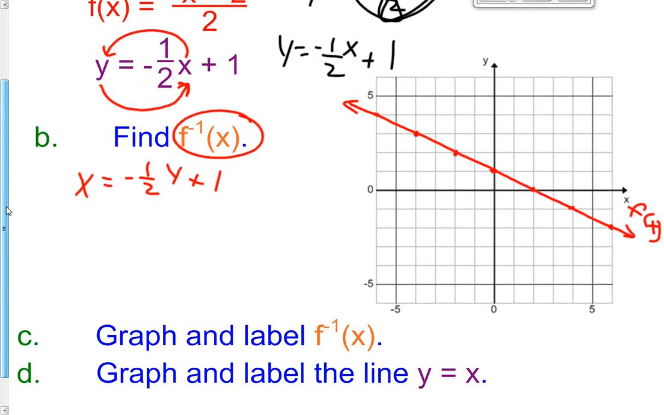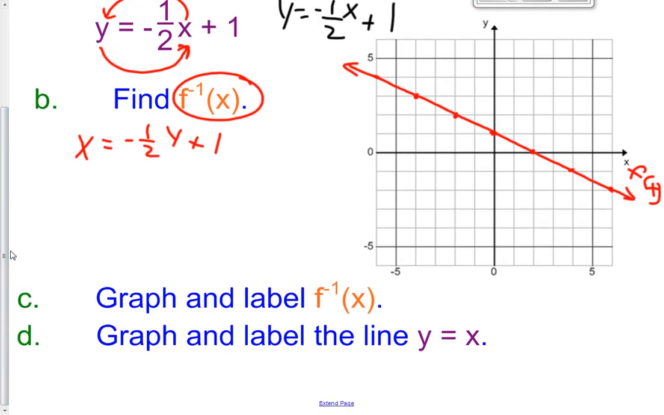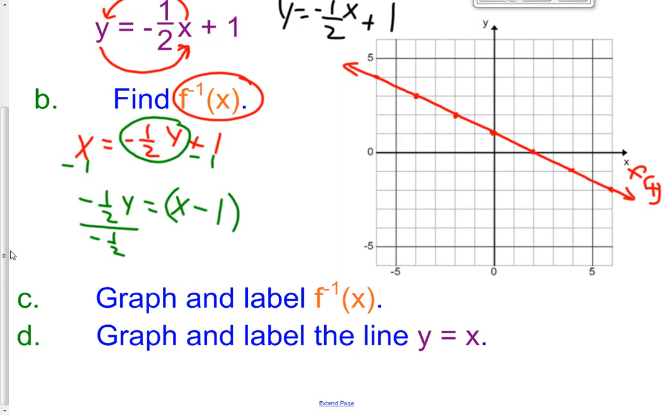When we graph lines, we got to get it in y equals mx plus b form. So let's first subtract our 1. So now I'm gonna have my y's on the left side. So it's going to be a negative 1/2 y equals x minus 1. Hopefully that didn't confuse anybody. All I did was just switch around, put the x's to the right and put the y's to the left. Now to get y all by itself, I'm going to divide by a negative 1/2. Dividing is the same thing as multiplying by the reciprocal, so it's really multiplying by a negative 2 over 1.